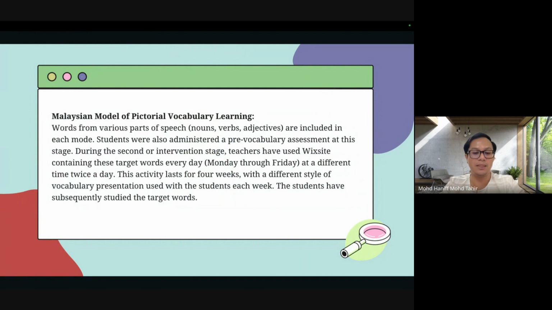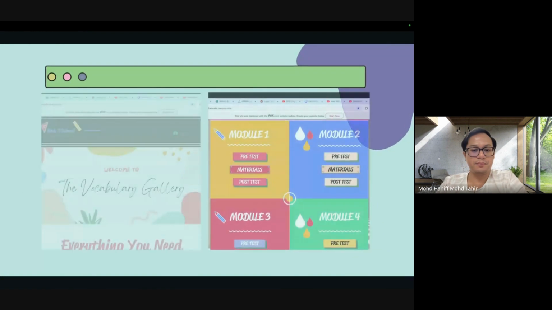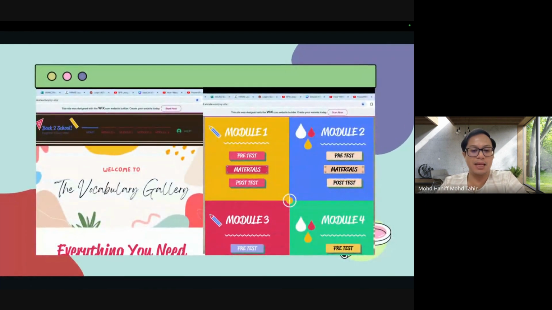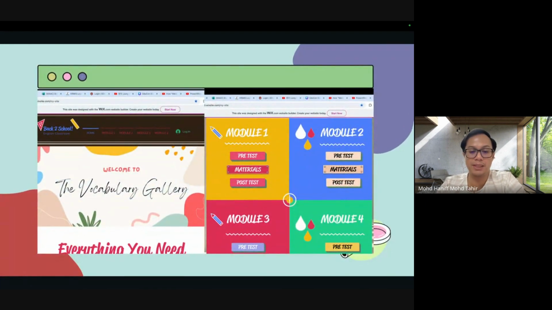This intervention lasted for 4 weeks, with a different style of vocabulary presentation using different modes each week. Students subsequently studied the target words by the end of the intervention stage. This is an example of the website used to present the target words to the students.